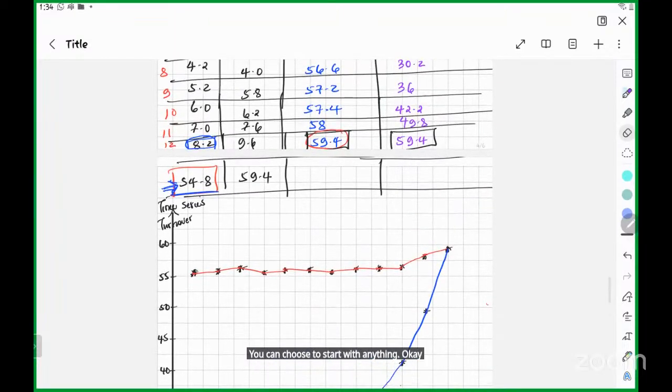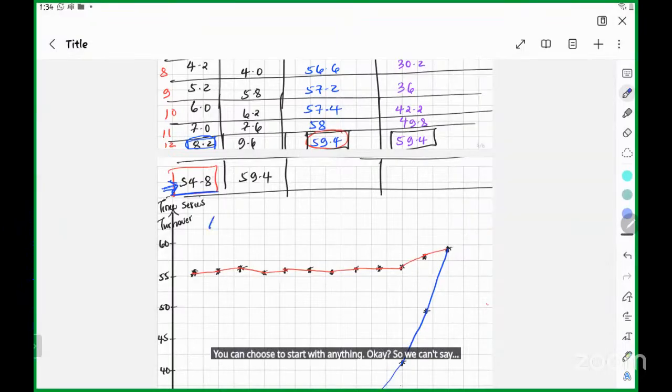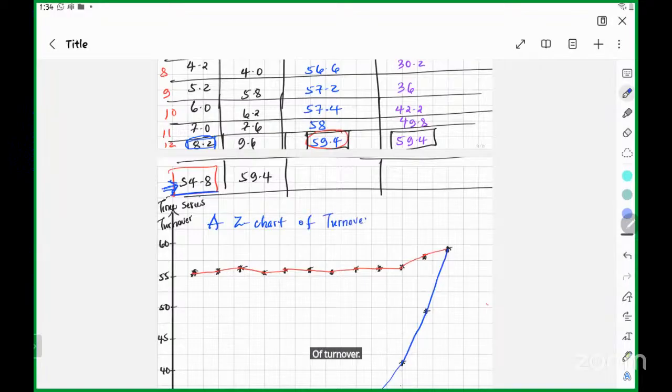So we can say that a Z-chart of turnover against the months.